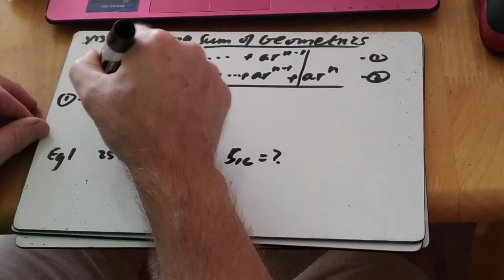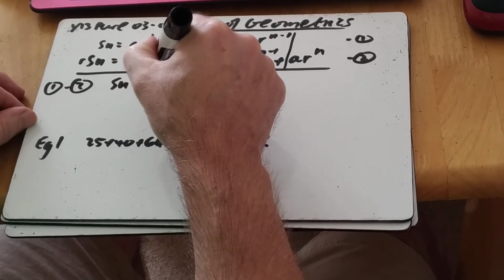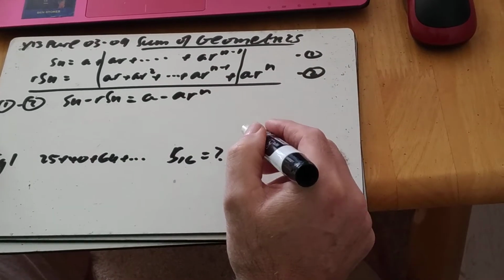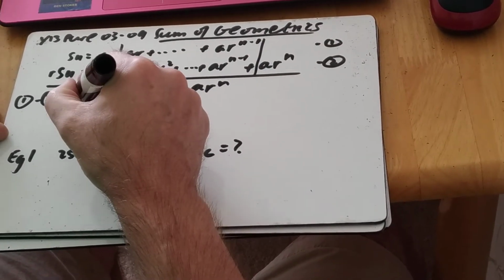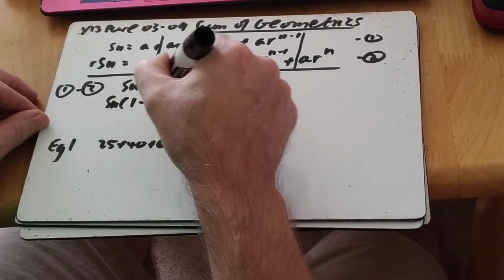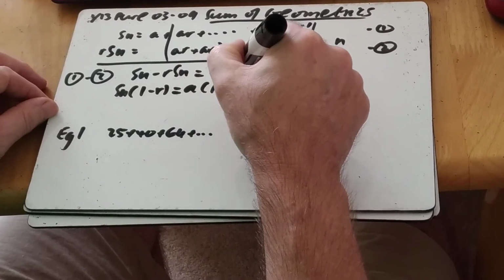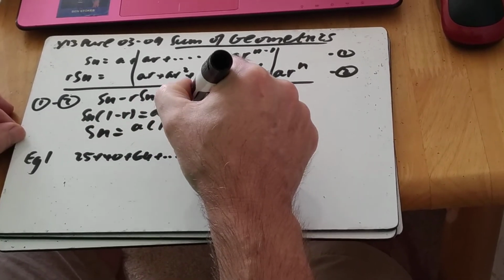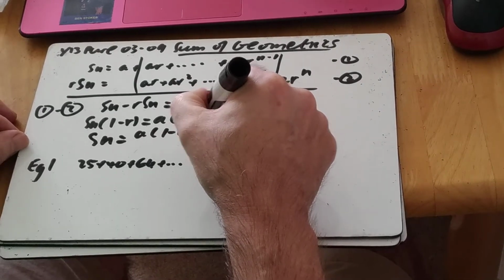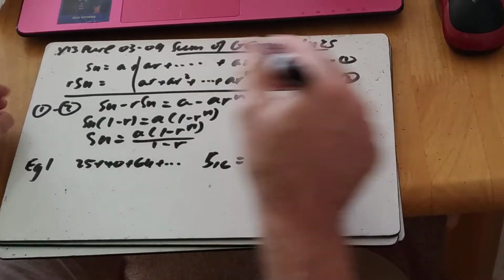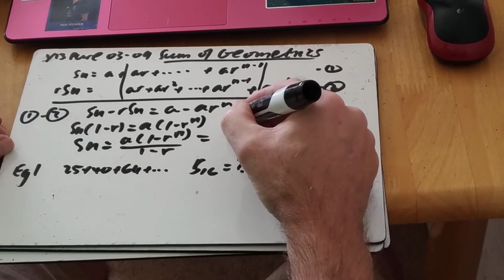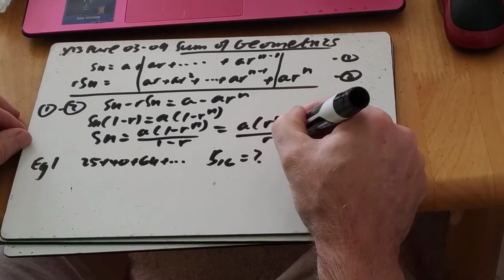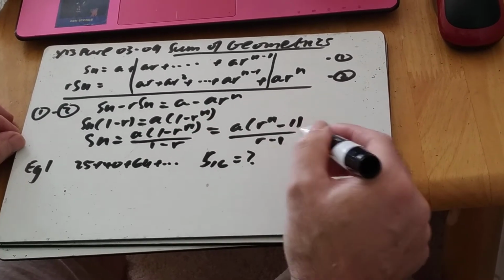If I do 1 minus 2 to get Sn minus r Sn, all I'm left with is a minus ar to the n. I can factorise to get Sn bracket 1 minus r equals a bracket 1 minus r to the n. So Sn equals a bracket 1 minus r to the power n, all over 1 minus r. If I'd done it the other way around, equation 2 minus 1, I would have got a bracket r to the n minus 1 over r minus 1. It's exactly the same. If I times everything by minus 1, this is what I get.